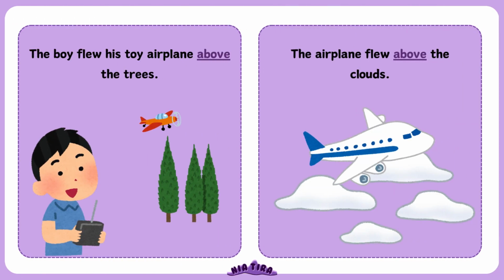The boy flew his toy airplane above the trees. In this sentence, the preposition above is used to show that the toy airplane was in the air at a position that is higher than the tops of the trees. The airplane flew above the clouds. In this sentence, the preposition above describes the airplane's location relative to the clouds, meaning that the airplane is at a higher altitude and not touching or within the clouds.